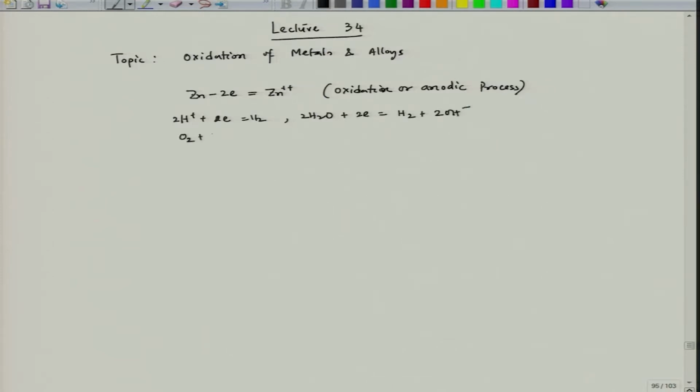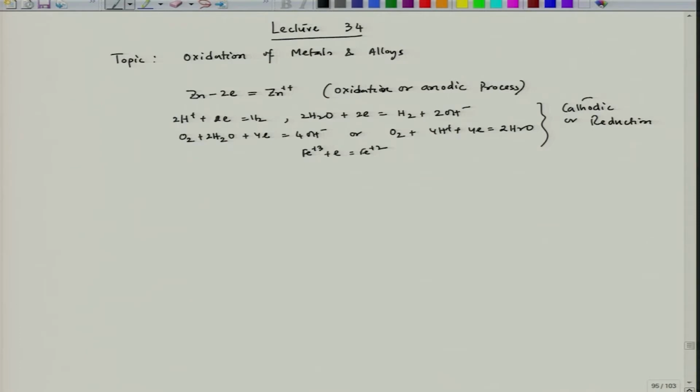There could be involvement of oxygen. It can happen like this, or O2 plus 4H+ plus 4e equal to 2H2O, and there could be a process like Fe3+ plus e equal to Fe2+. So, this entire set of processes are cathodic or reduction processes.